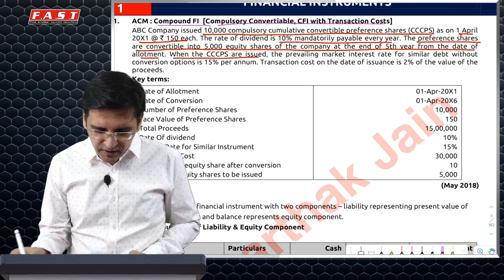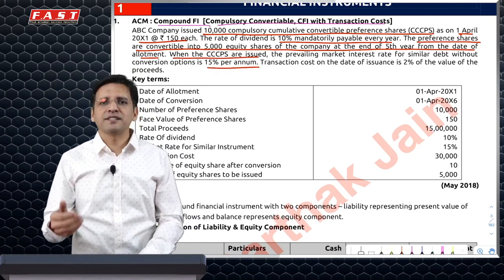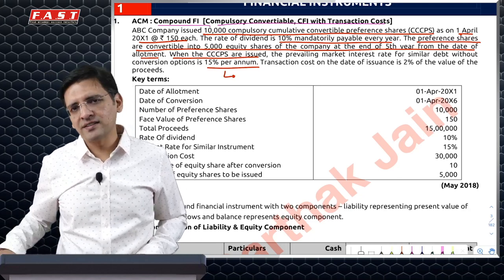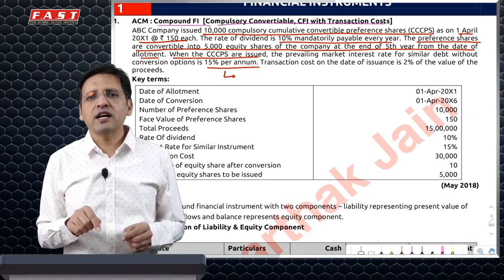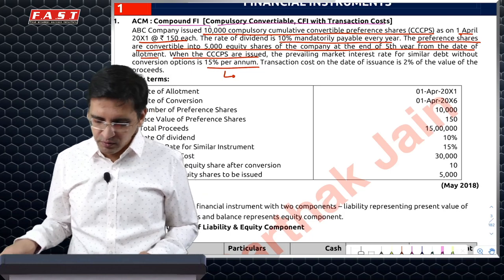When they were issued, a similar instrument carried 15%. So that means by giving the conversion option, you've basically saved on some interest. So we will use this as the market interest rate, as the base rate. Had there been no transaction cost, this would have been the effective interest rate. But because of transaction cost, this needs to be recomputed.